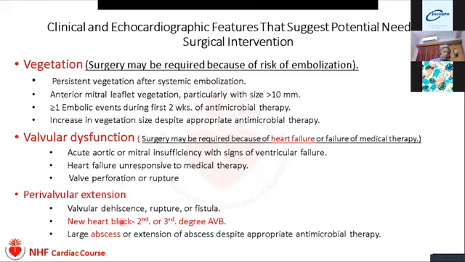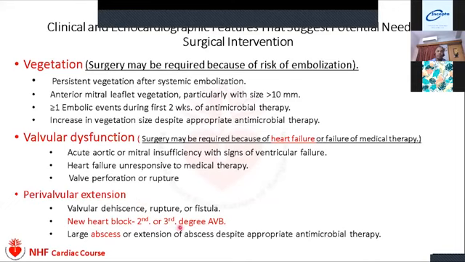Perivalvular extension may produce valvular dehiscence, rupture, or fistula. Another condition is second or third degree AV block, which indicates that the infection or abscess has extended to the perivalvular area of the aortic valve, leading to destruction of either the AV node or the bundle of His. So this is another indication of early surgery.